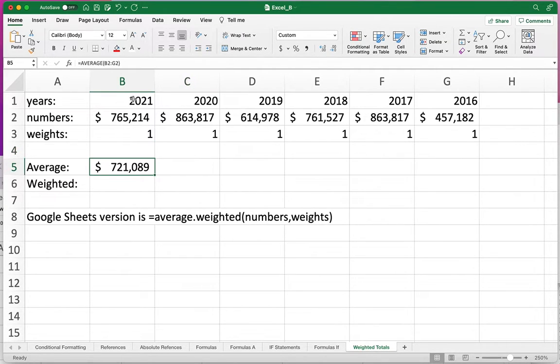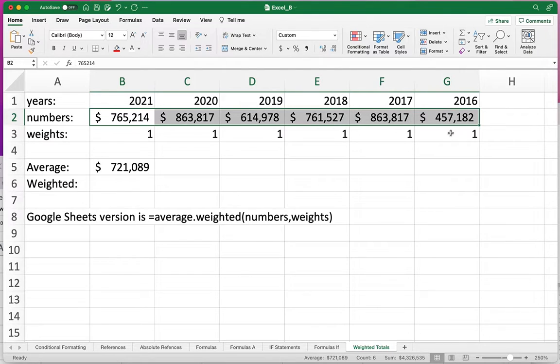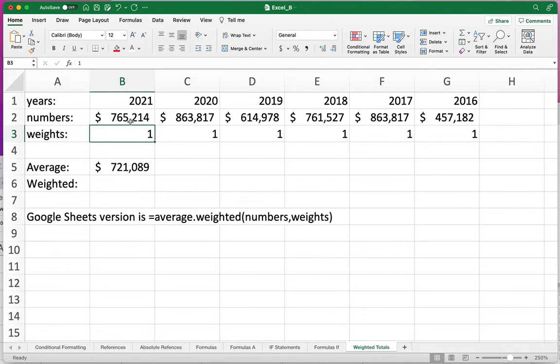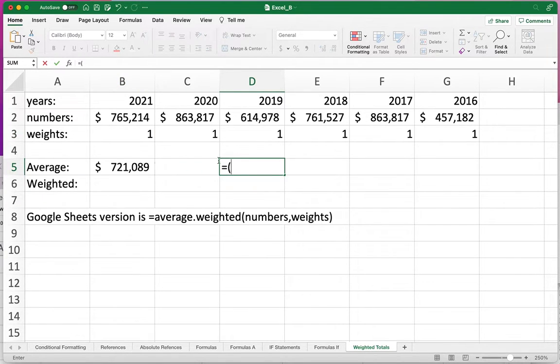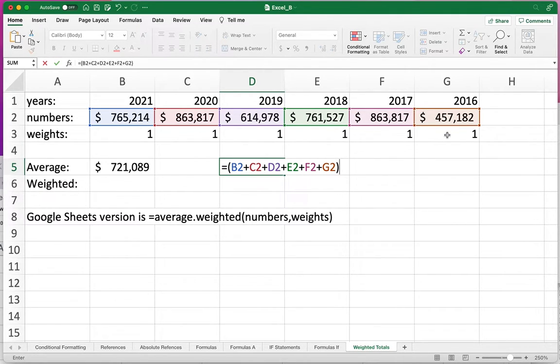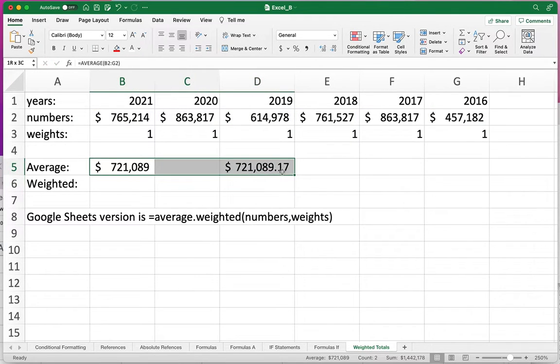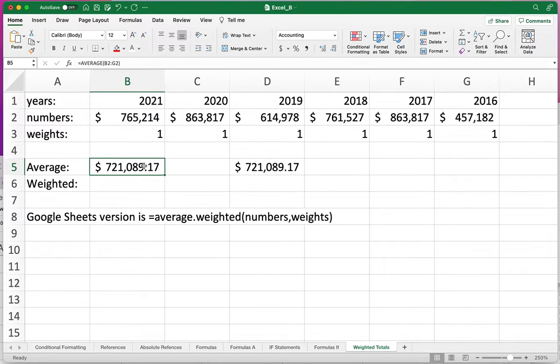normal weighting, normal averaging, assumes that all these numbers have an equal weight, so they're all equal to 1. The way we normally do that is something like equals this plus this plus this plus this plus this plus this, and then we divide that by the number of weights. So we have 1, 2, 3, 4, 5, 6. We have 6 weights, and we wind up getting the exact same number. Obviously I didn't have decimal points on it before, but now it has decimal points, and they're the exact same number.